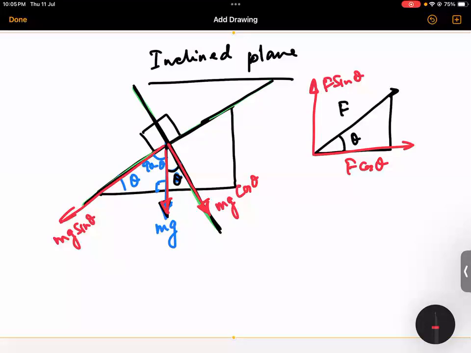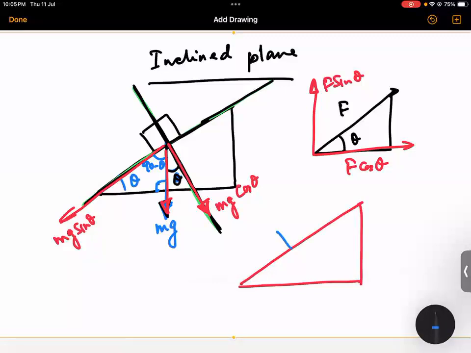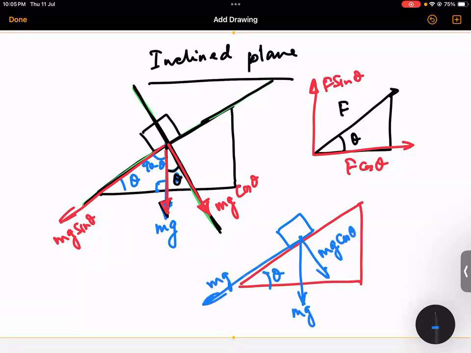So step one is that you will resolve mg into two components. Whenever you are drawing an inclined plane problem, please remember, your first duty is that you put the block like this, you draw mg, then you resolve it into components. This will be your mg cos theta and this will be your mg sin theta. Am I clear to everybody? So this is the mg sin theta component.